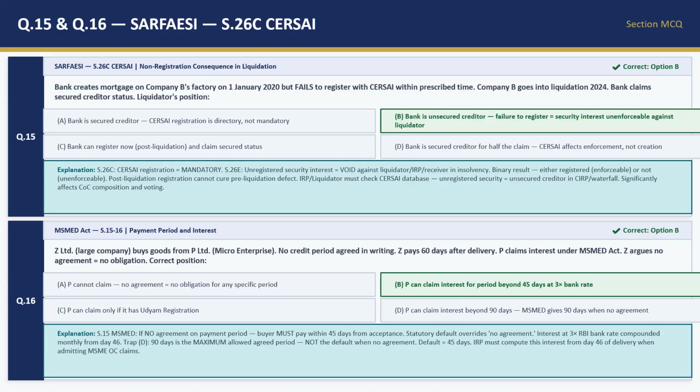The bank here is to be treated as an unsecured creditor because it failed to register the security interest with CERSAI. Okay. So failure to register the security interest makes it unenforceable against the liquidator. So here the bank loan will be treated as an unsecured loan and not as a secured loan. CERSAI registration is mandatory as per section 26C, and section 26E says that an unregistered security interest is void against the liquidator or IRP or receiver in insolvency. Okay.